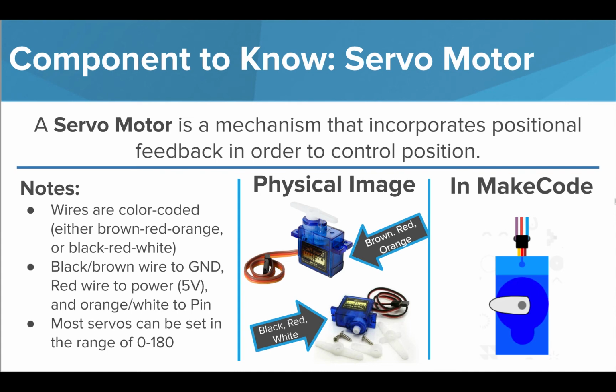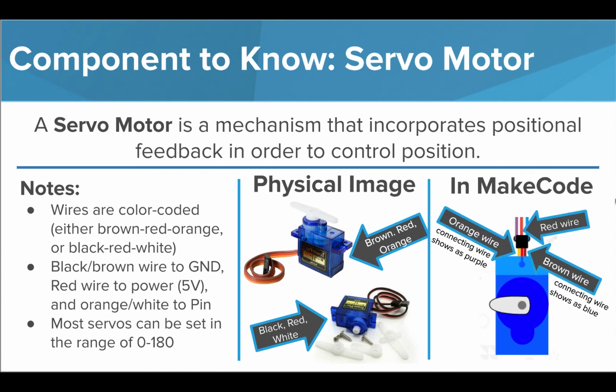In MakeCode, the servo will automatically connect in your simulation when you use the servo commands. The wires coming from the servo are color-coded as we expect, but the connecting wires change color to purple and blue in our simulation. One thing to note is that the 3 volts of power coming from our microbit is not enough to run a servo motor on its own, so we'll need to connect an external battery to power the servo. Let's take a quick look at some important tips when using an external power source.